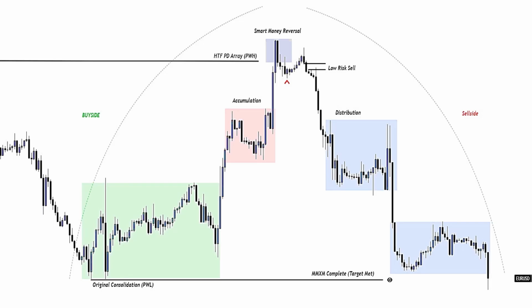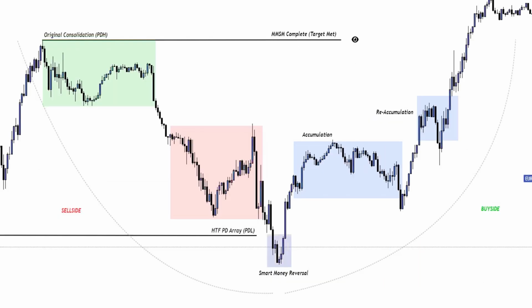Here is an annotated example of a Mmsm. Entries for me personally are always either at FVGs or breakers. Also with Mmsms, my SL always goes above the high that took liquidity, or an ITH. And this is an annotated example of a Mmsm. This model examines the influence of smart money on market dynamics. By analyzing the trading patterns of these major players, retail traders can better align their strategies with the direction favored by market makers.